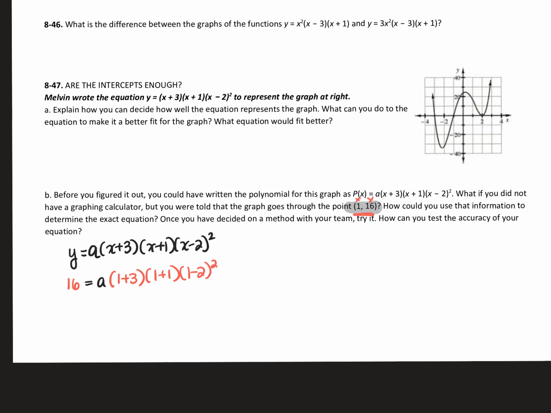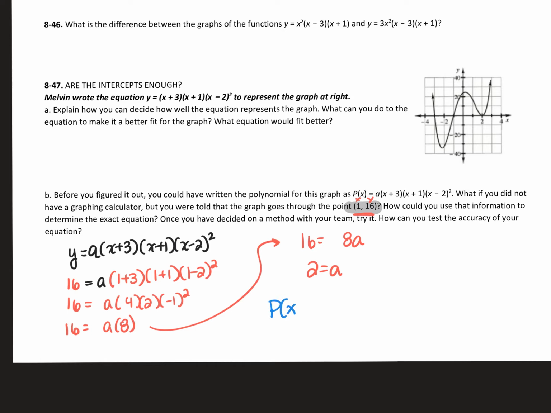So go ahead and solve for a here. Come back and check your work when you're done. Hopefully you come up with a equals 2. Now from that I can write my equation, right? My equation is going to be p of x equals 2 times, and then what I'd already written, using all of the intercepts. So that's my equation. The key here, guys, is you've got to figure out your a value. You've got to find your stretch factor.